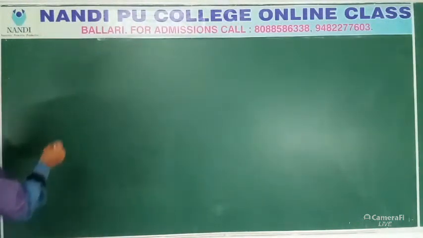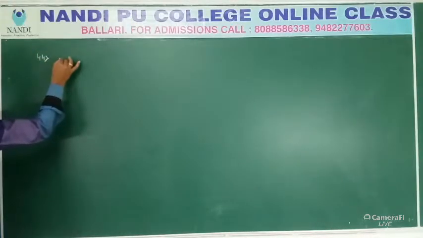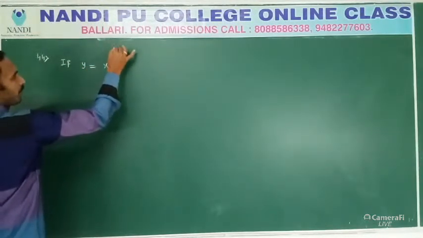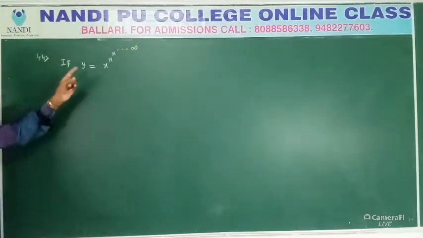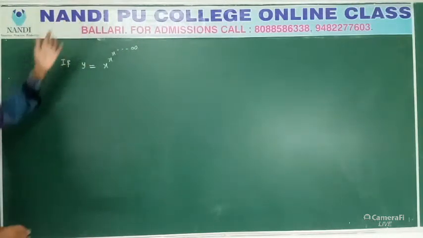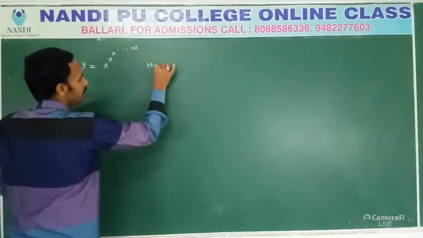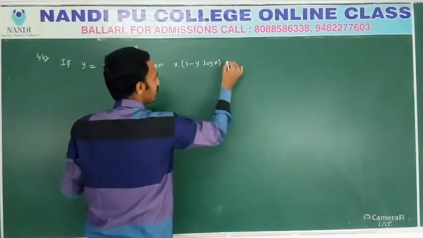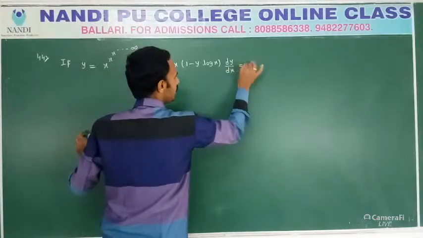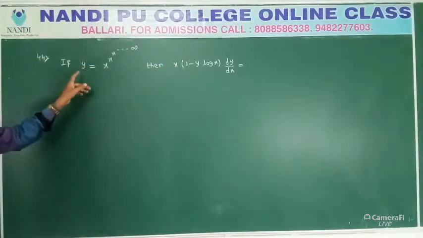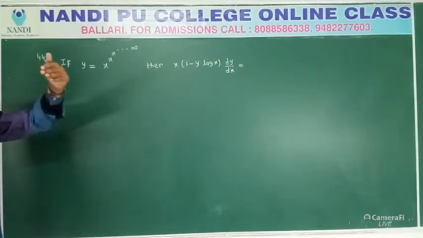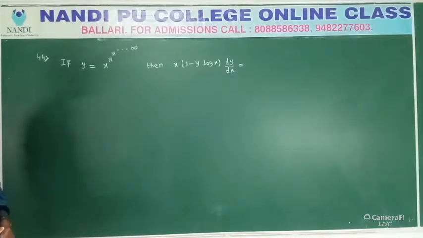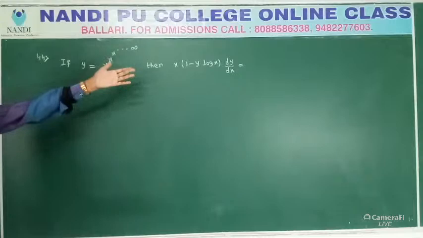Okay, next problem number 44. If y is equal to x power x power and so on infinity, then x into 1 minus y log x into dy by dx is equal to, what is the derivative of this function?